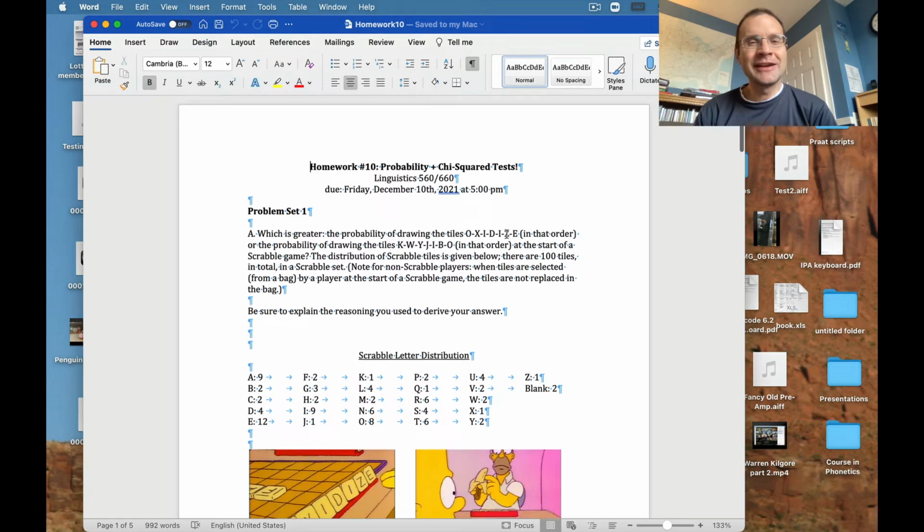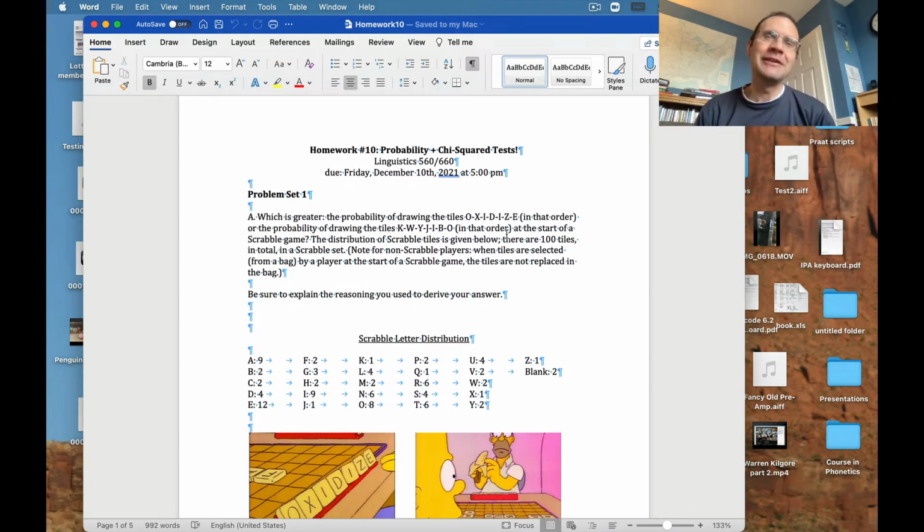All right, everybody. Now that we have successfully made our way through the various lectures on probability and conditional probability and chi-square tests, there's going to be a homework about them. So this is homework number 10.